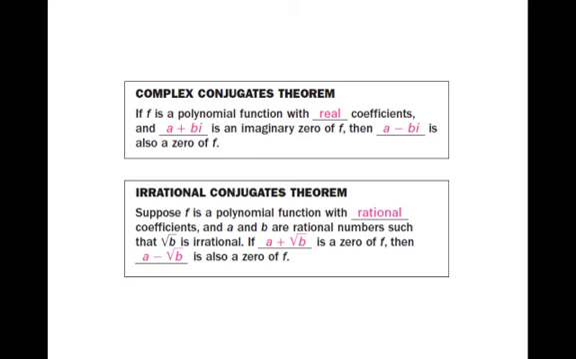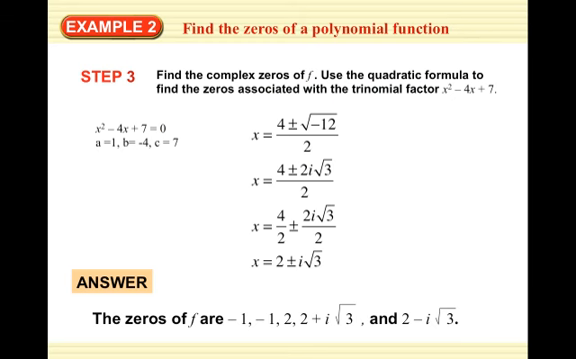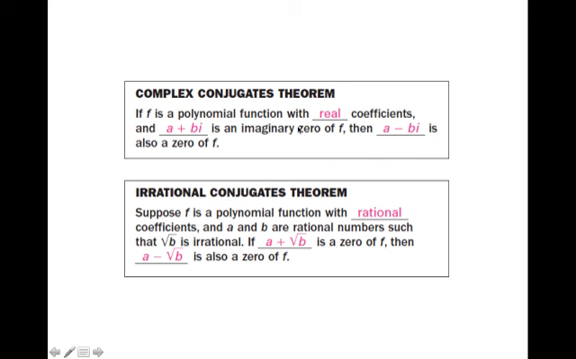The same thing works for irrational numbers, because the only way you're going to come up with irrational real values is if you're using quadratic formula. And again, you're going to have this plus or minus situation. So suppose f is a polynomial function with rational coefficients, and a and b are rational numbers such that the square root of b is irrational. If a plus square root of b is a zero of f, then a minus square root of b is also a zero of f. So knowing one tells you that two irrational numbers are conjugate zeros, because the conjugate comes with it.